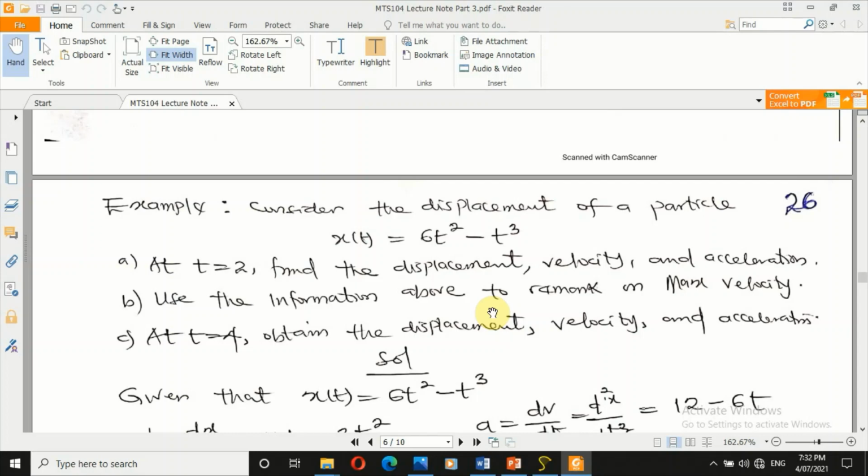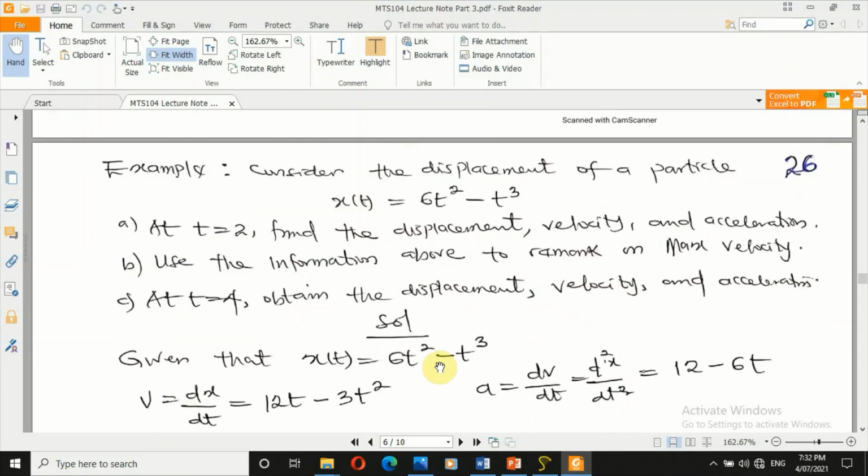Remember I said earlier that Newton's law of motion is based on the fact that Isaac Newton could really use the knowledge of calculus. So we're going to use the same concept to obtain the maximum velocity. Yes, we will know when the velocity will reach the maximum using this expression. So at time t equals 4, we're asked to obtain the displacement, velocity, and acceleration again. Let's solve the problem now.